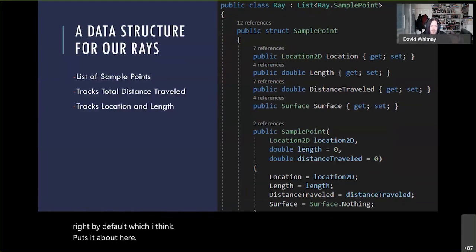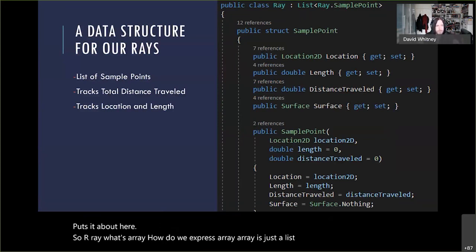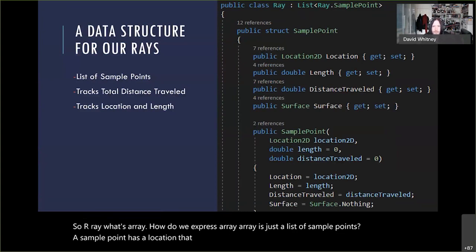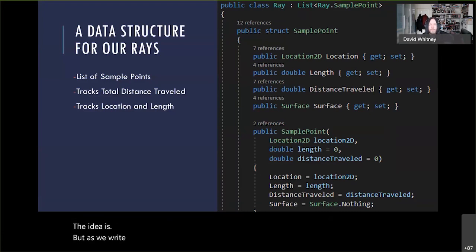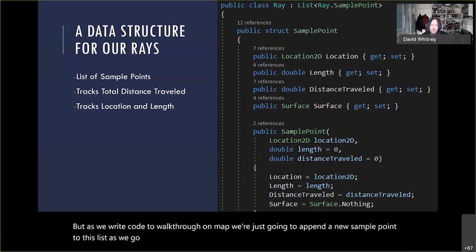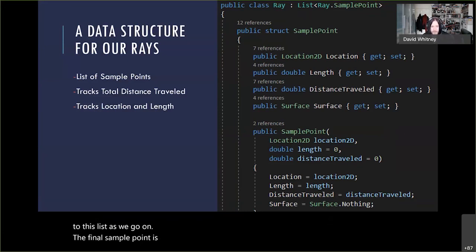So our array, what's an array? How do we express an array? Our array is just a list of sample points. A sample point has a location that it's sampling, here, along with storing the length of this part of the array, here, and the total distance traveled to get to this location, here. The idea is that as we write code to walk through our map, we're just going to append a new sample point to this list as we go on. The final sample point is always going to be the one that connects with a surface, so it will always be the last sample point in our array.